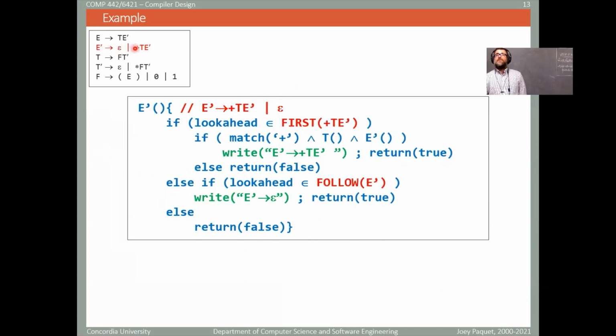Then let's do this for E prime. So here I see I have two branches. I have one branch for the plus TE prime, and because I have an epsilon here, I have an epsilon branch, you might say, which is using follow of E prime. So this is using first of plus TE prime, and this is using follow of E prime.